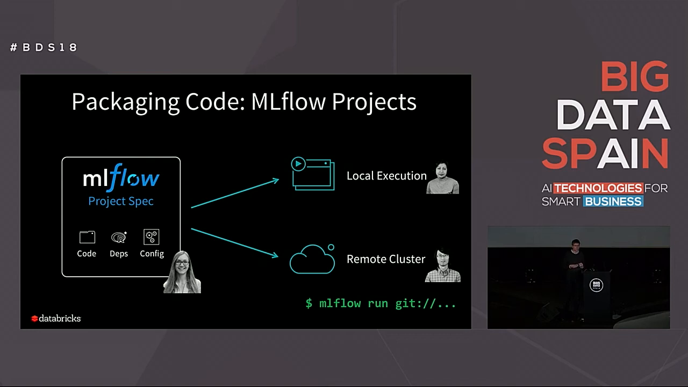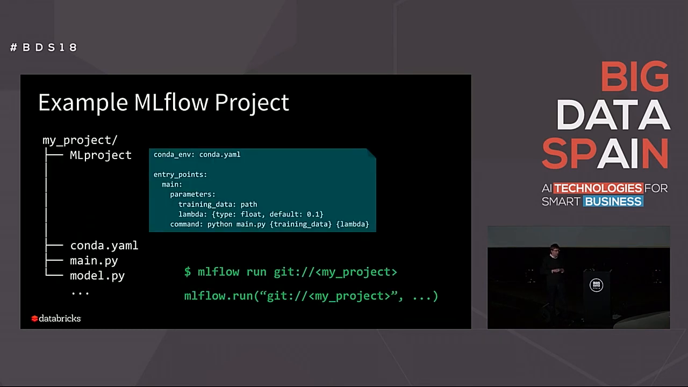So to run a project, you just need to type MLflow run and pass in a URL for the project, and then it'll just be able to execute. So what does it look like? Just very briefly, your project is just a directory with some code, maybe data files, whatever you want to put in it. It can live in a Git repository.